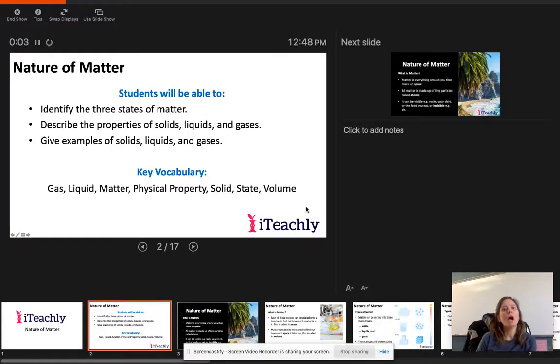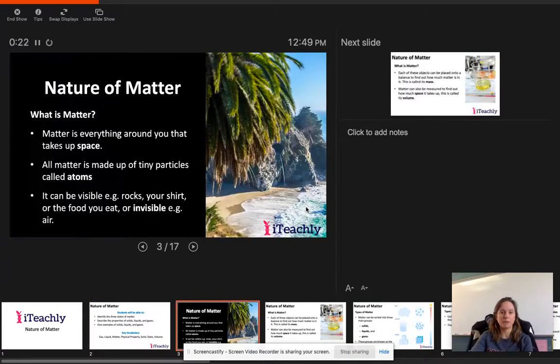Mrs. H here. Today we're going to be looking at the nature of matter. We have a few vocabulary words, and so our objective is to look at the three states of matter, describe the differences between those states of matter, and then give some examples. And also look at physical properties of matter.